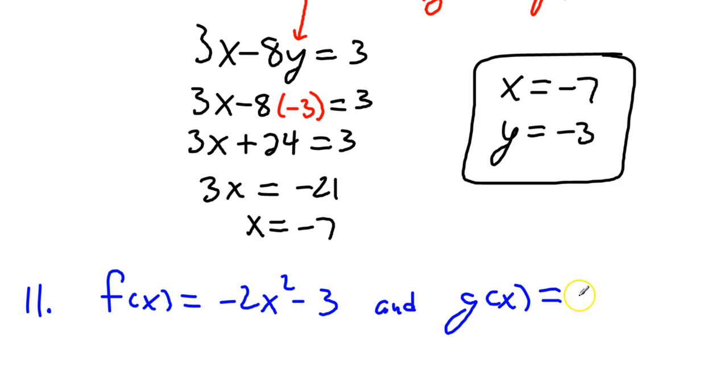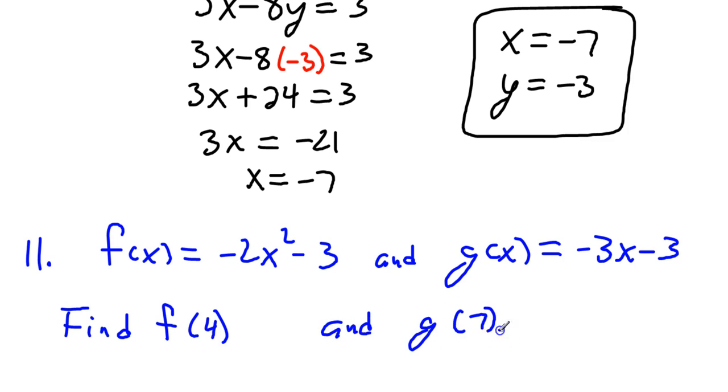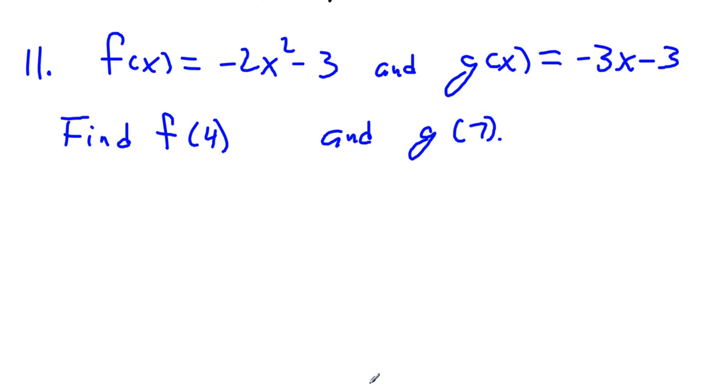Okay, for 11, they give you two functions, and they're going to ask you to find two different values. You're going to find f of 4, and then you're going to find g of 7. And since you have two different functions, you're looking at two different answers. So you'd almost go back and just draw a line right down through the middle of it. You're going to use f of 4 in this equation, then you're going to use the 7 in this equation and work it out from there.